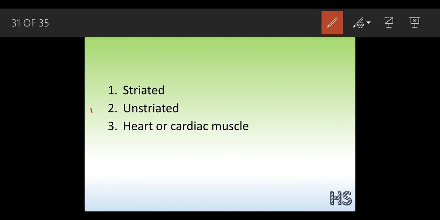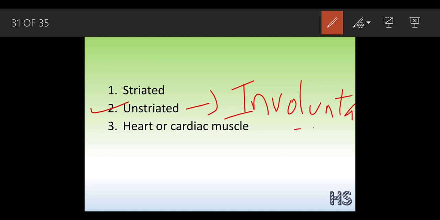Now we are going to talk about the second type of muscle, that is the unstriated muscles. Unstriated muscles are those muscles which are not under our control, meaning involuntary in nature. What do you mean by involuntary? Which are not under our control. As I said, if I tell you to stop breathing for 10 hours, is it possible for your survival? No. So these unstriated muscles are involuntary in nature.